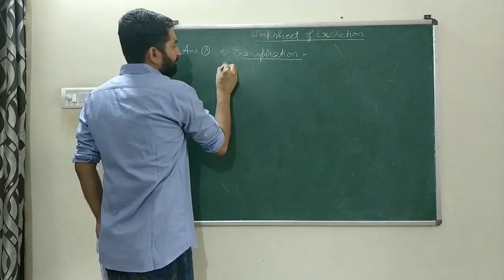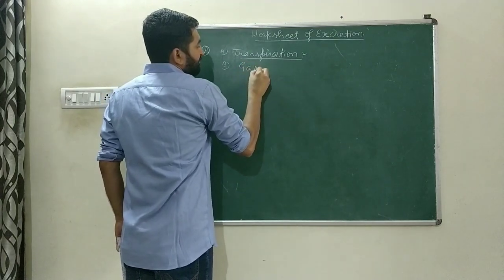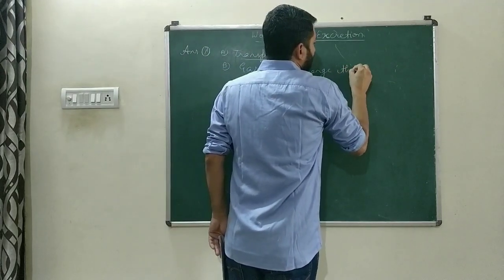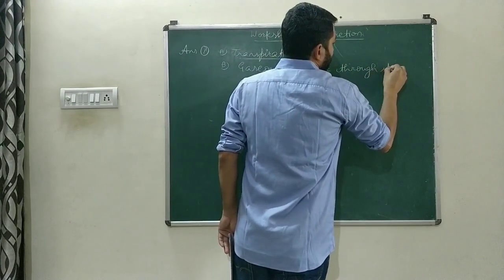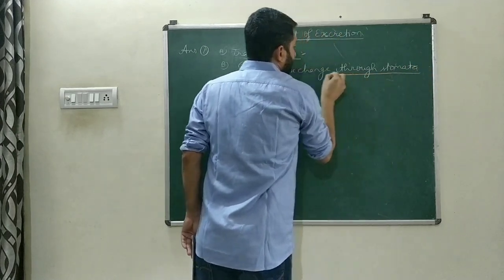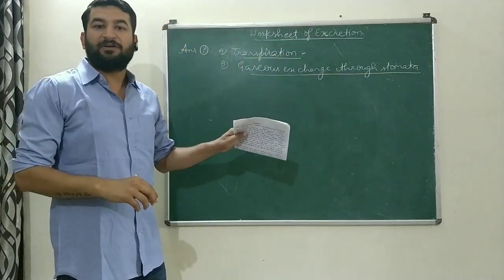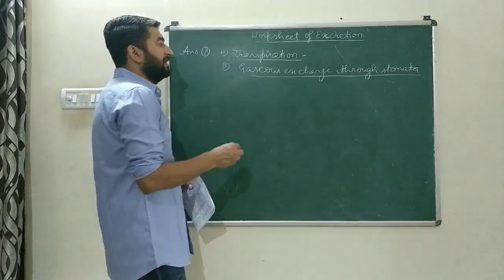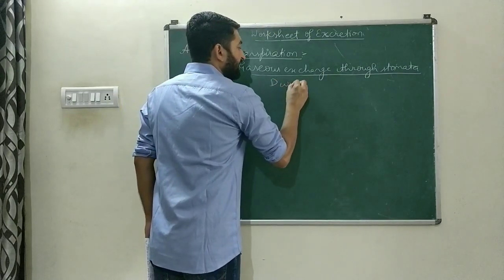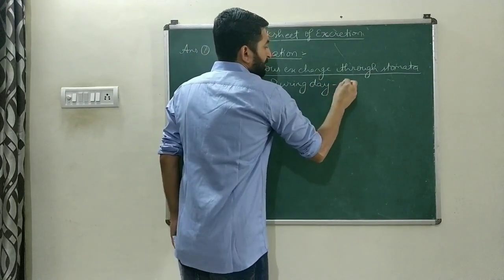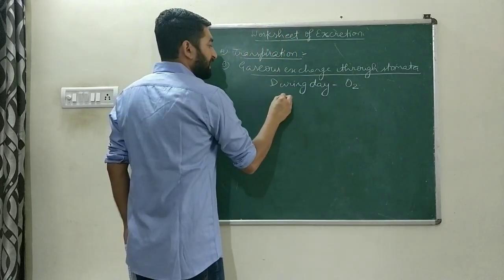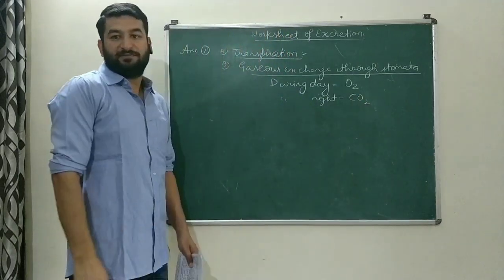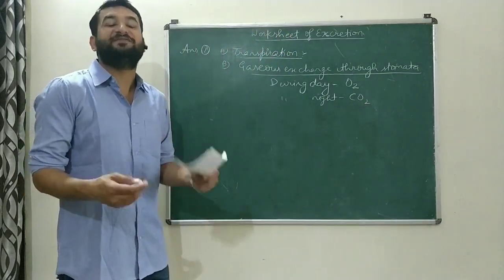Next, gaseous exchange through stomata. The stomata play the part of transpiration, as well as that same stomata help in the gaseous exchange. During day, plants release oxygen gas, and during night, plants release carbon dioxide gas. So these are the waste materials which are removed through leaves.